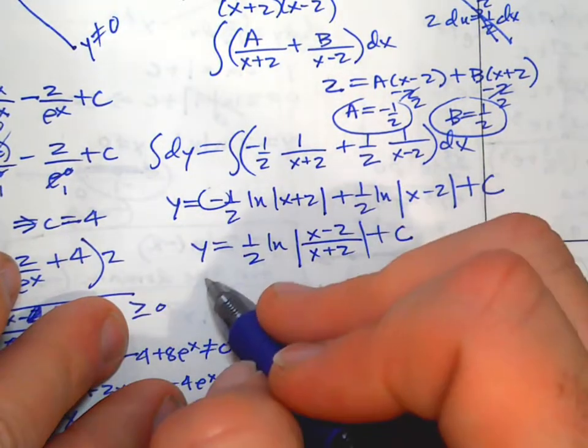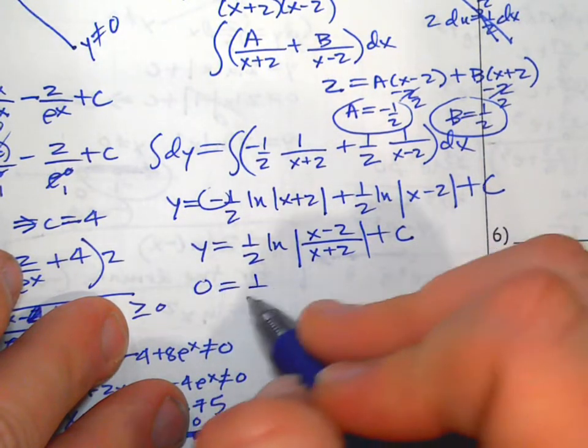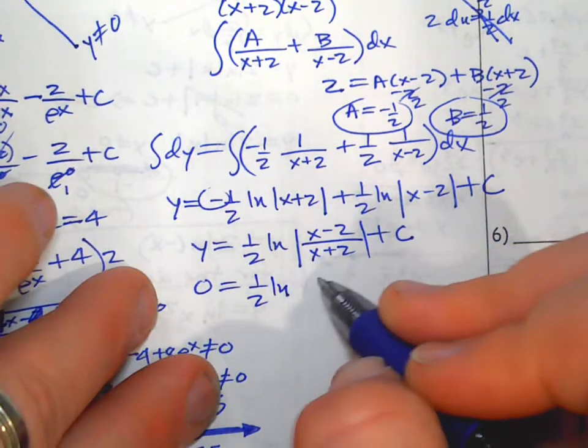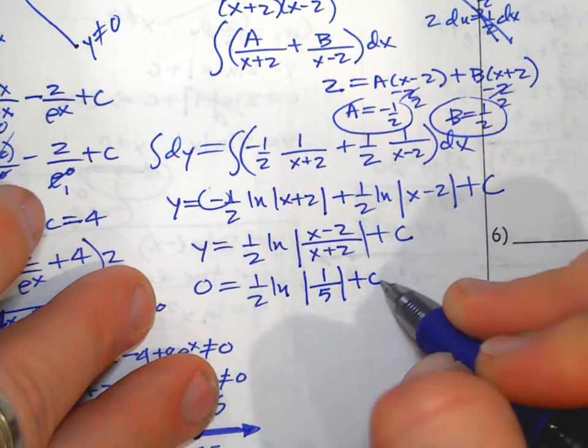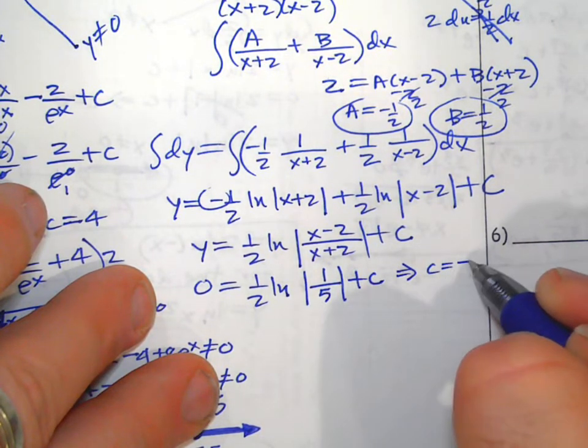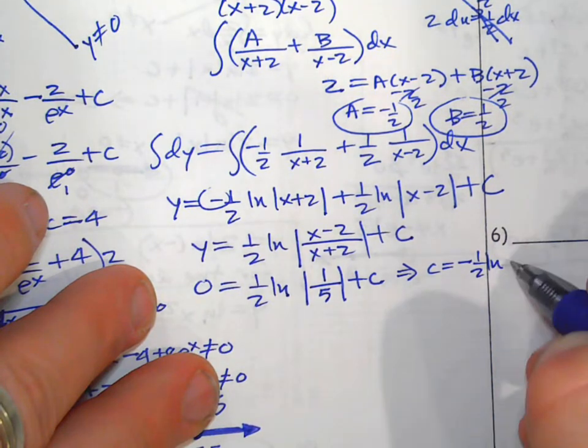Use initial condition, 0 for y. If we plug a 3 in for x, we get 1 over 5. So c equals negative 1/2 natural log of 1/5.